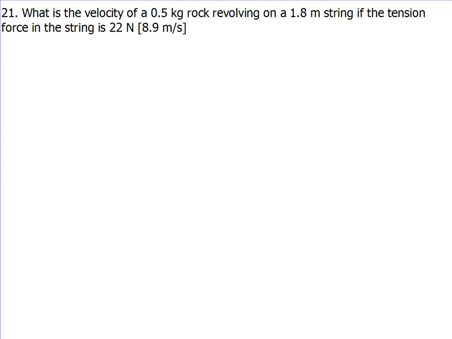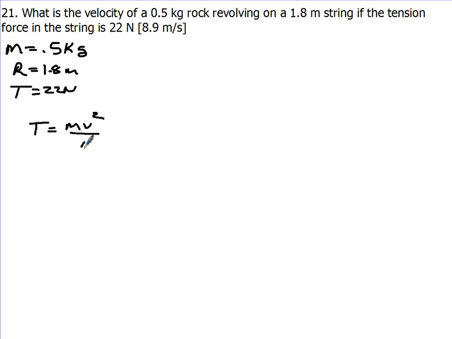What is the velocity of a 0.5 kilogram rock revolving on a 1.8 meter string if the tension is 22 newtons? Oh, we're going to have to do a little bit more math on this one. Let's see. Mass is 0.5 kilograms. R is 1.8 meters. And the tension is 22 newtons. Okay, tension is equal to mv squared divided by r. And I'm looking for velocity. So let me circle velocity. We'll do some color changes here. We haven't done too much of that this unit.